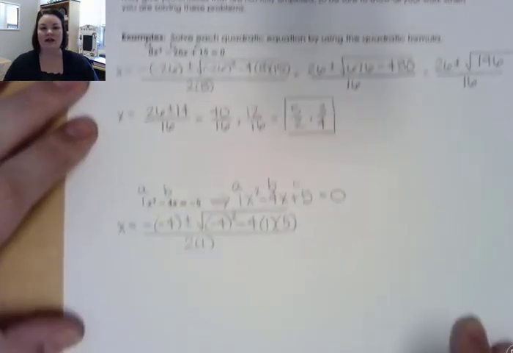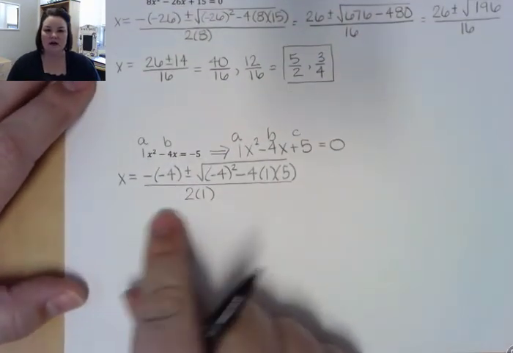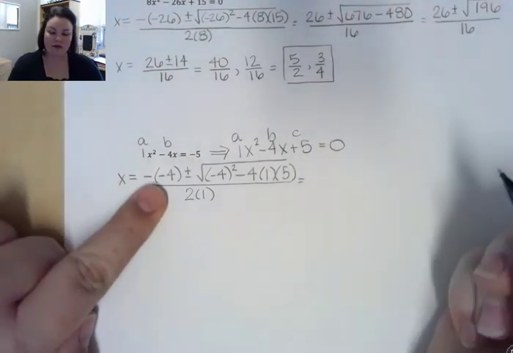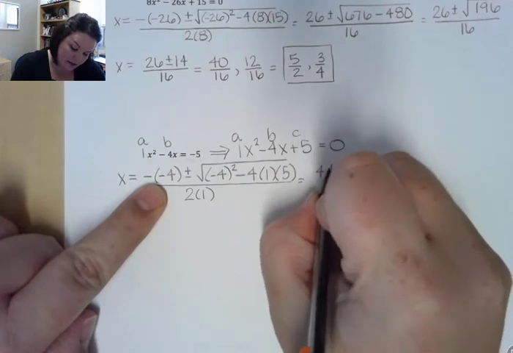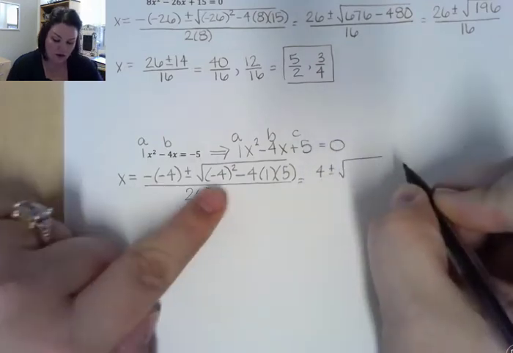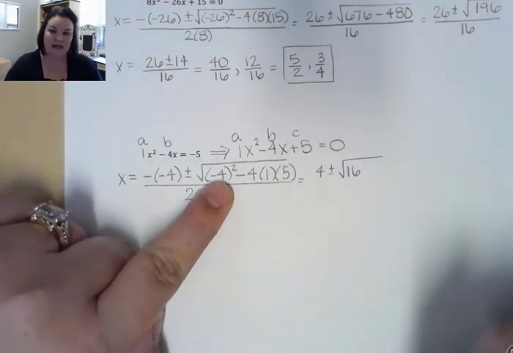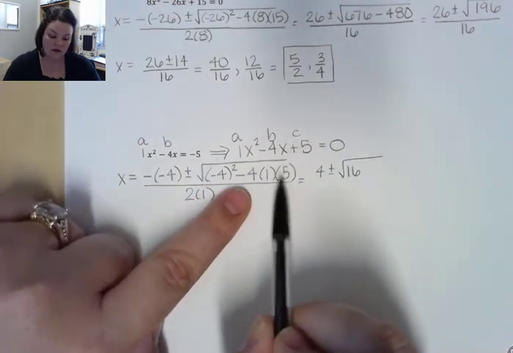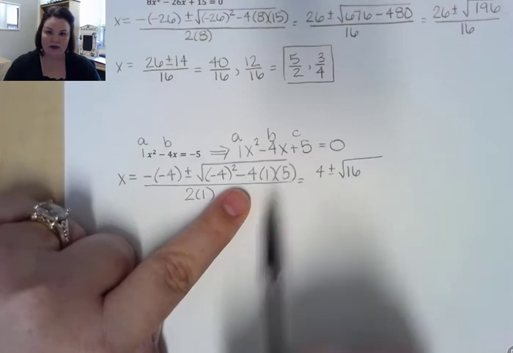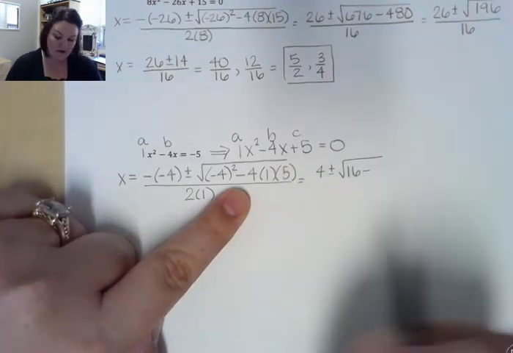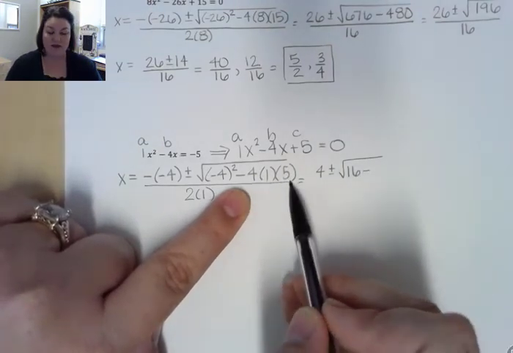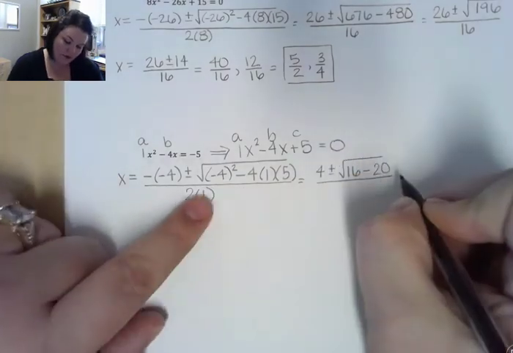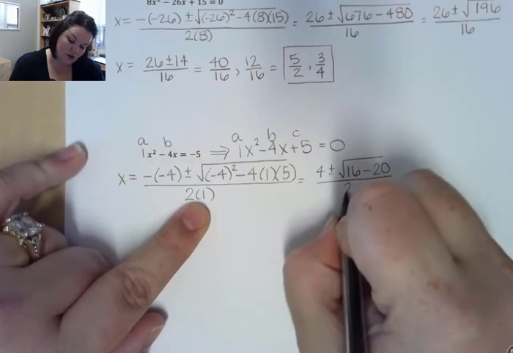Okay, so now that I have everything filled in, now I just need to go ahead and simplify this. So starting at the beginning, my double negatives become positive, plus or minus the square root. 4 squared gives me 16. When I multiply these next three numbers together, notice I have a negative, a positive, and a positive. So that's going to end up negative. And 4 times 1 times 5 gives me 20. All over 2 times my 1, which is just 2.